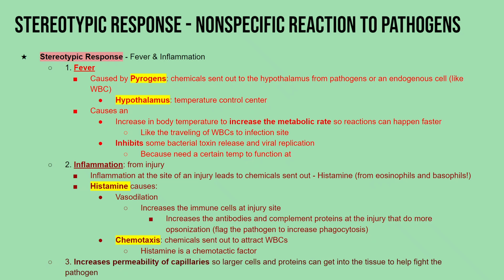And then the third part of the stereotypic response is increasing the permeability of capillaries so that more white blood cells can get to the region to help fight the infection. So something to note is that all of these three steps are basically to try to help get white blood cells to the pathogen as fast as possible.